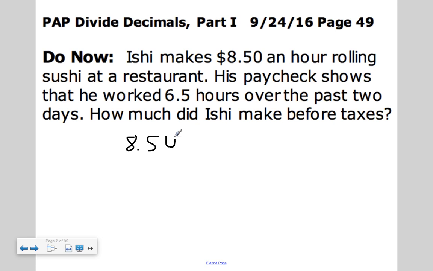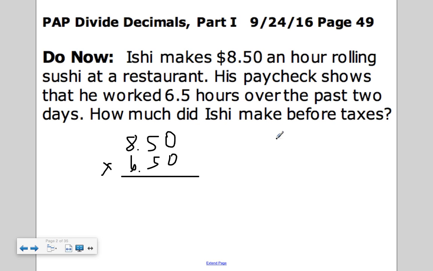So many ways you can do this. We know he makes $8.50 the first hour, $8.50 the next hour, $8.50, $8.50, $8.50, $8.50, and then half of that, it'd be $4.25, and you'll have an answer. Or maybe you prefer multiply, because repeated addition is just multiplying. So some of you may prefer lining up the decimal as such. So we have to fix a placeholder here, 0.